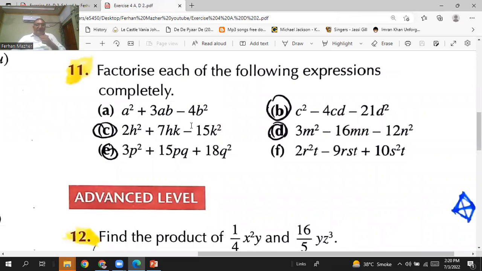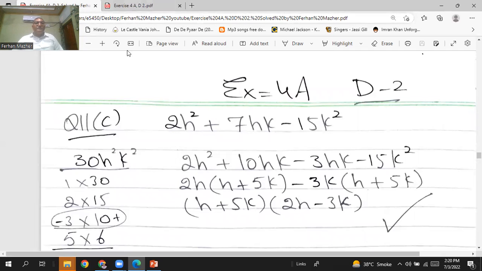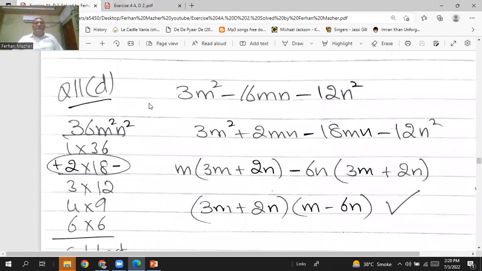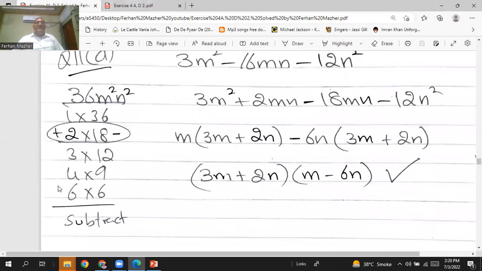Now the D part says 3m square minus 16mn minus 12n square. So we have 3m square minus 16mn minus 12n square. Multiply the extreme terms, you get 36m square n square. So we'll write the factors of 36. The factors of 36 are 1 into 36, 2 into 18, 3 into 12, 4 into 9, and 6 into 6. With the third term, you have a negative sign.